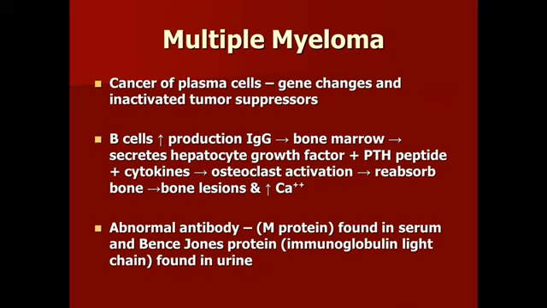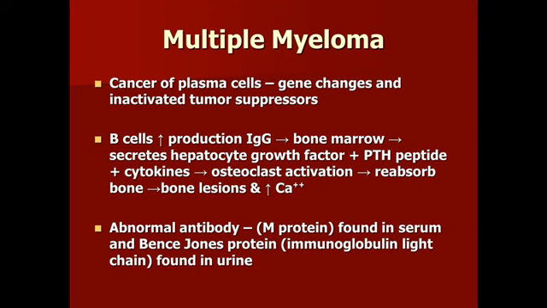The last disorder we'll talk about is multiple myeloma. Multiple myeloma is actually cancer of the plasma cells, and this can be due to gene mutations or gene changes and/or inactivated tumor suppressors. Remember in the biology of cancer we talked about tumor suppressor cells.